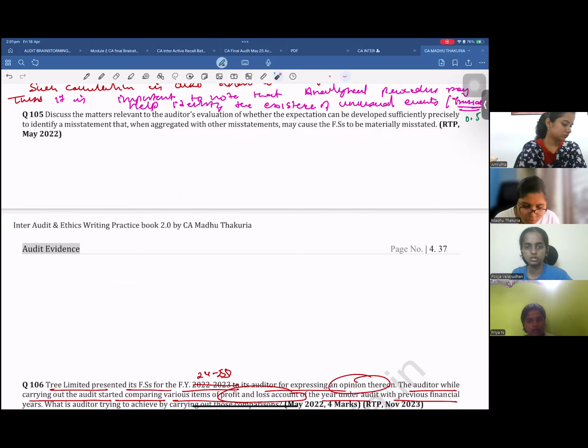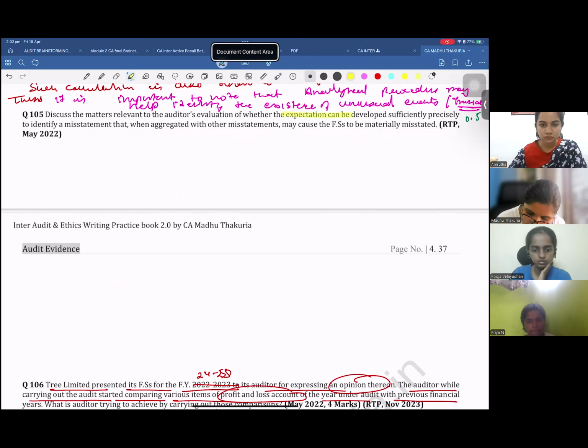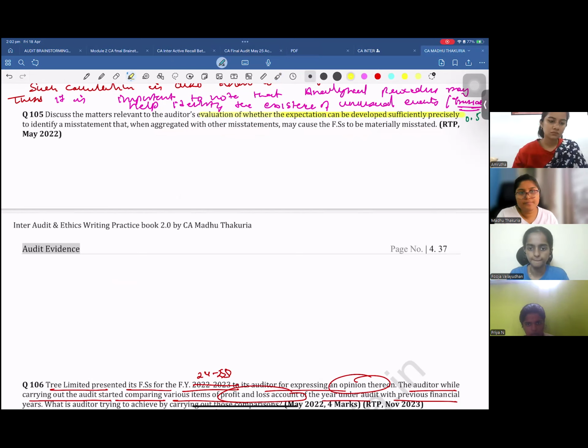Can you please find out where exactly you see this wording in your book? Evaluate whether the expectation can be developed sufficiently precisely, under what topic? Evaluation of whether the expectation is sufficiently precise. It's 4.113.